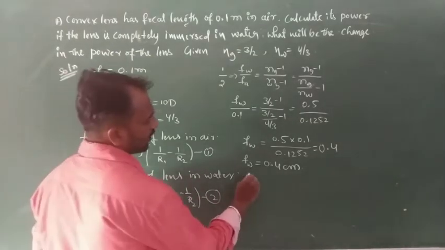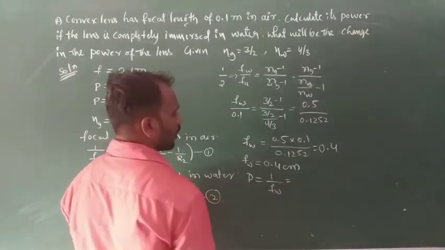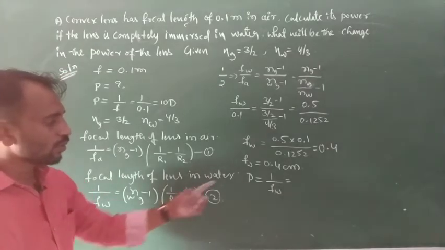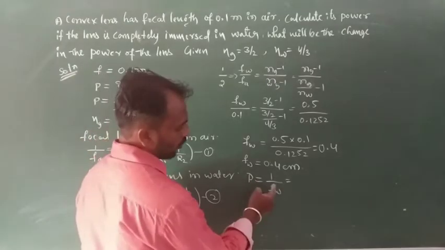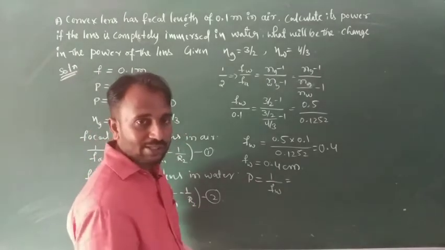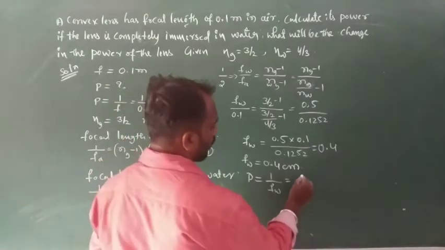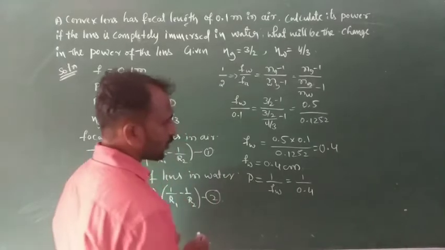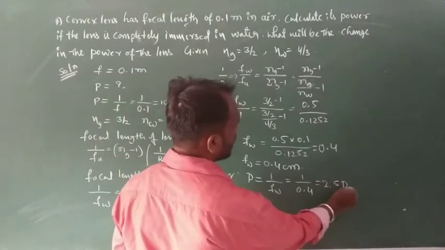So the power of the lens P is equal to 1 by Fw. Why? Because the lens is already present in water. So here we want to calculate the power of the lens present in water. So P is equal to 1 by Fw, 1 divided by 0.4. So that value is 2.5 diopter.